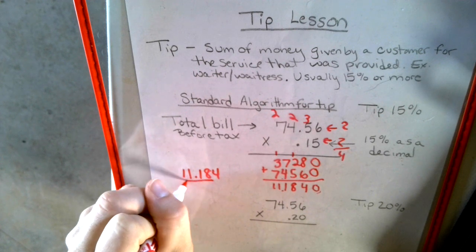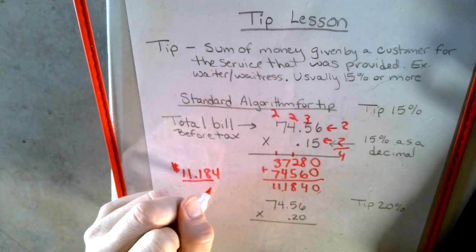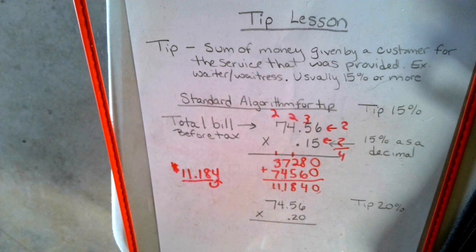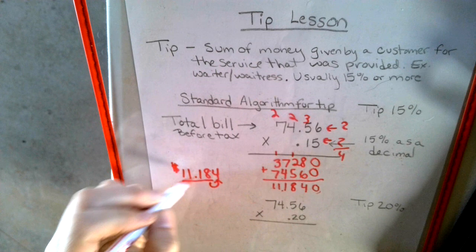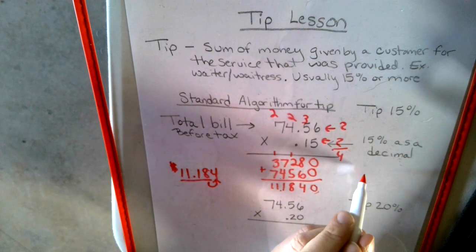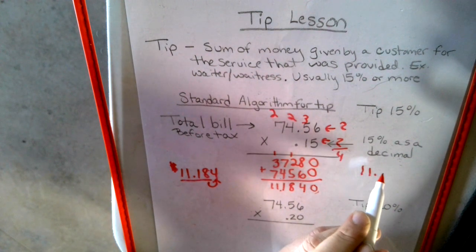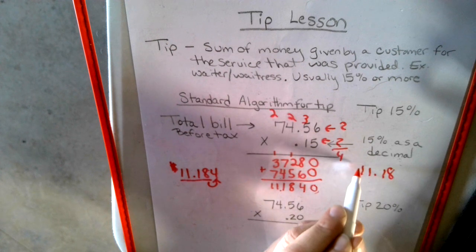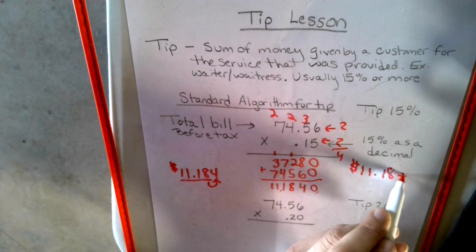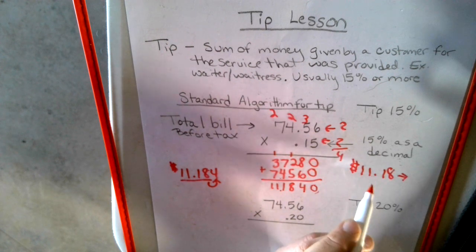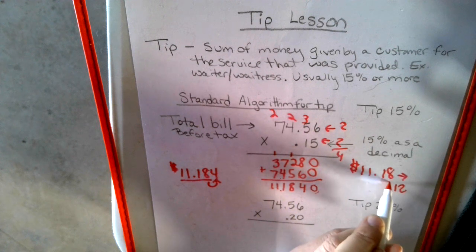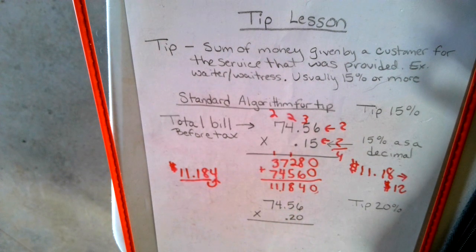Now we're going to look at it. This is money. And this 4 tells us whether or not we have to go up a penny or not. And 4 says, leave me alone. So it's $11.18. So 15% tip would be $11.18. However, I'm not digging for 18 cents in my bag. So I would say leave $12.